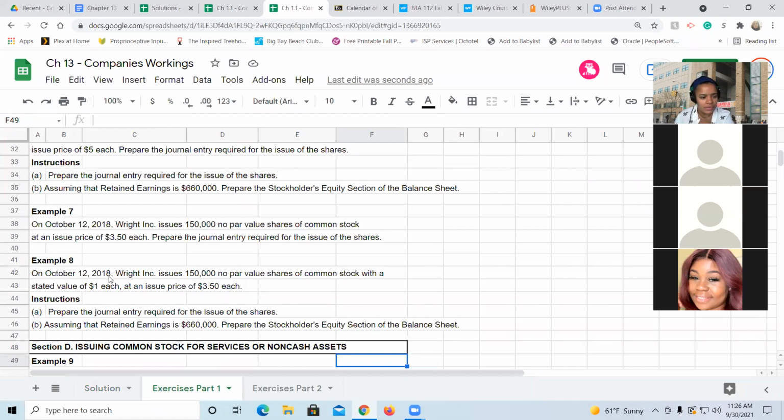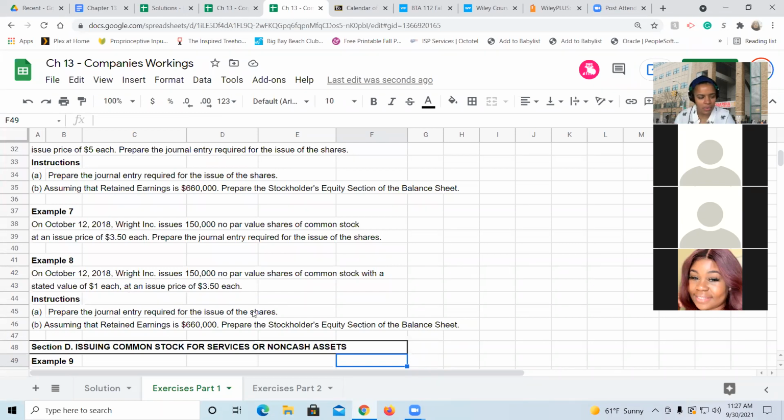So on October the 12th, 2018, Wright Inc. issues 150,000. Notice how it's almost the same question, right? 150,000 no par value shares of common stock with a stated value. Here, there's no stated value. With a stated value of $1 each at an issue price of $3.50 each.